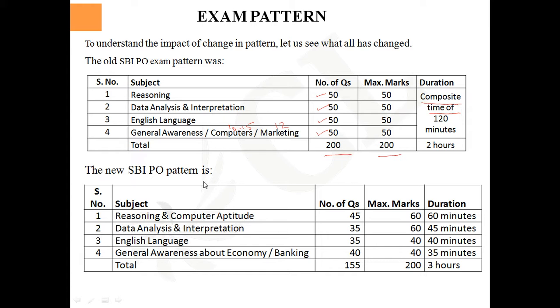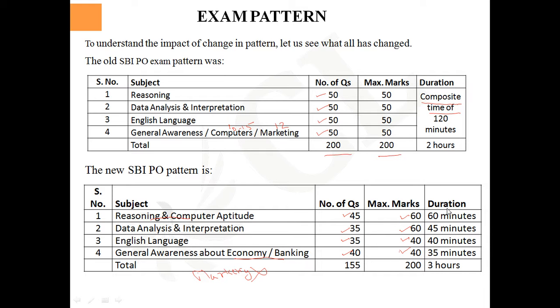What is the pattern now? Now there are a lot of changes. You would see reasoning and computer aptitude. You would see general awareness about economy and banking. No marketing. There is no marketing this year, right? Second, the number of questions are not uniform: 45, 35, 35, 40. Maximum marks are again not uniform: 60, 60, 40 and 40.